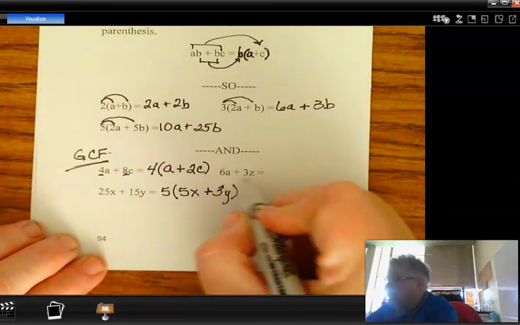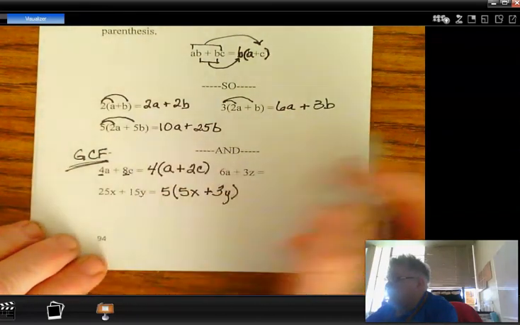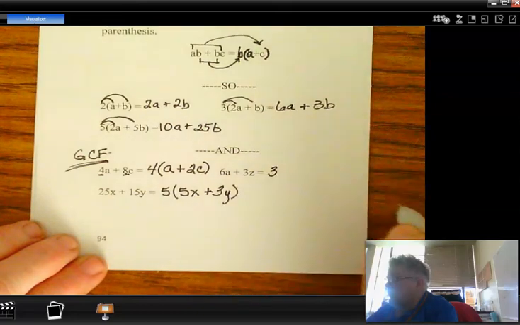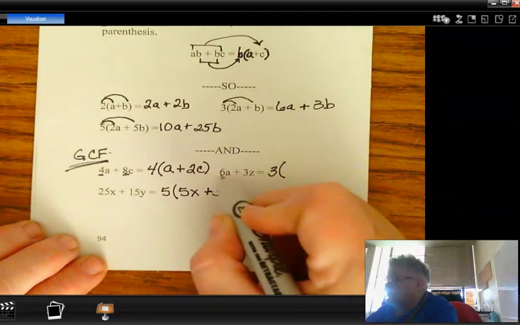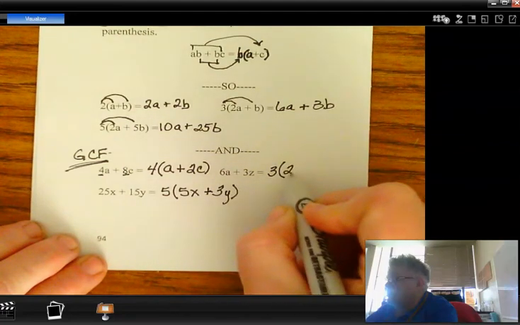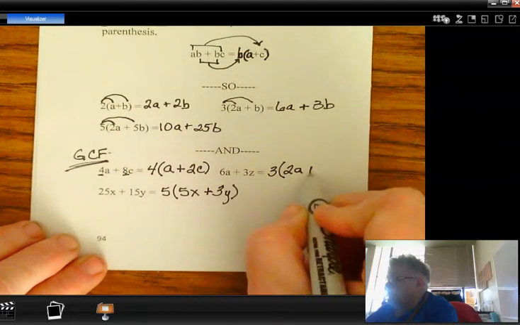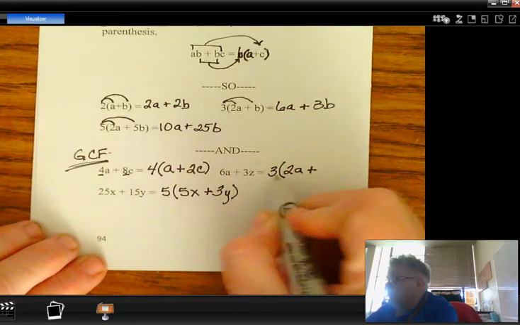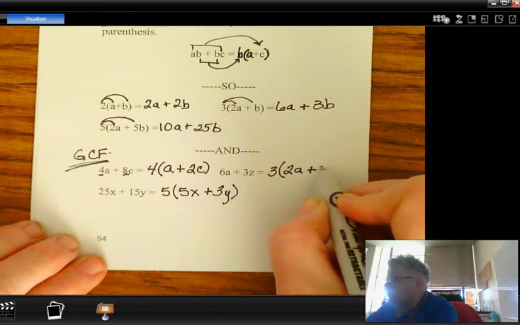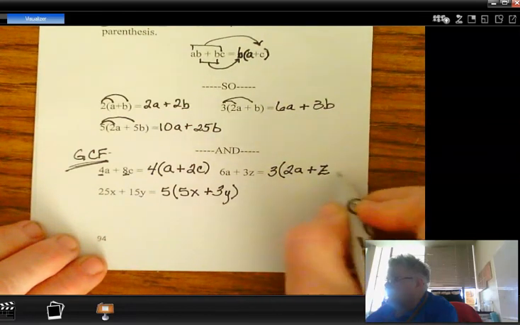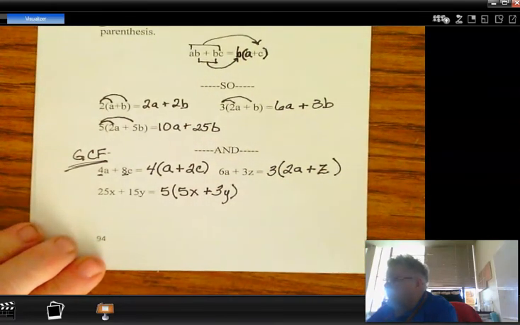Last one, 6 and 3. My GCF tells me I'm going to pull out a 3. Nothing else is shared. So this is going to be 6 divided by 3 is 2a plus 3 divided by 3 is 1. So we don't have to put that. It's now invisible. And a z. And that's all there is to it.